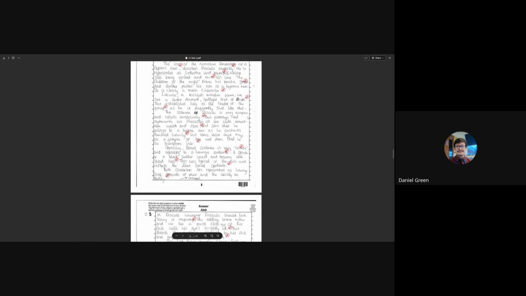The costume of Dracula is very European and reflects aristocracy. This portrays and represents his character as one with remarkable wealth and class, but also that he belongs to a bygone era, as he contrasts Renfield heavily.